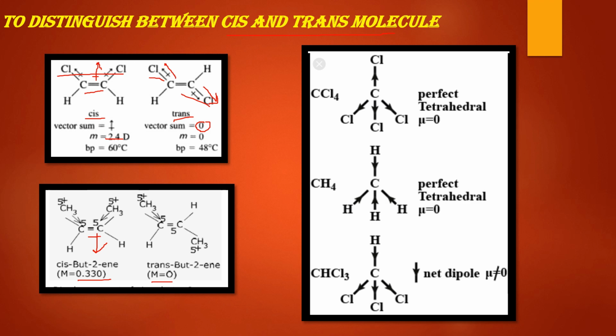Next I am taking the example of CCl4. It has a tetrahedral structure. All are chlorine atoms, so it is a symmetrical structure. Now according to the dipole moment, this dipole is here and again this is here, this dipole is here and this dipole is here. So all the dipoles cancel out each other, hence the net dipole moment is 0. Similarly in the case of CH4, again all the atoms are the same hydrogen, so the net dipole moment is 0. But whenever we talk about CHCl3, look here, there is one atom of hydrogen but 3 atoms of chlorine, so they do not cancel out each other and the net dipole moment is not equal to 0.